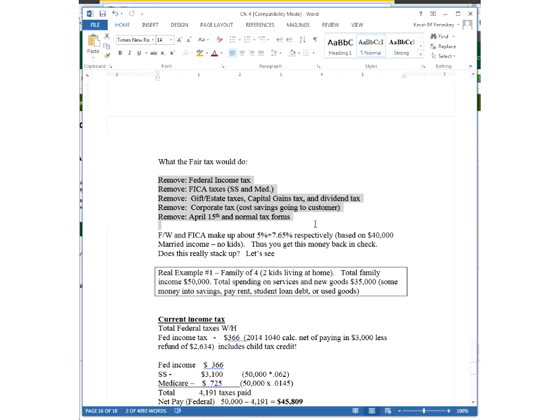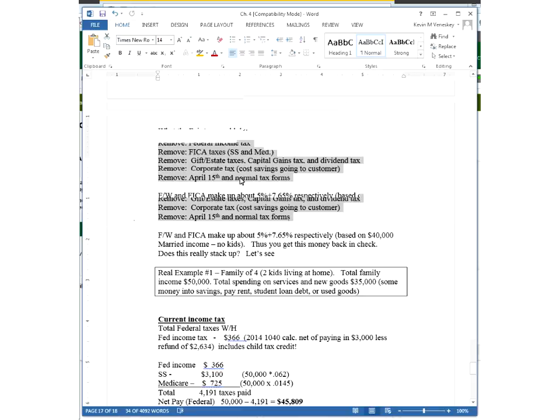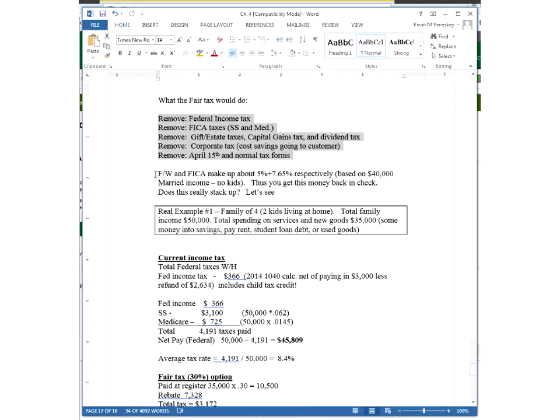So what the fair tax would do is it removes basically everything we do now. There would be no federal income tax, no Social Security tax, no Medicare tax, so no FICA taxes. There would be no corporate tax. April 15th would go away. There would be no tax deadline anymore to fill out. All of these taxes gone. The sales tax, this fair tax, would replace all of it.